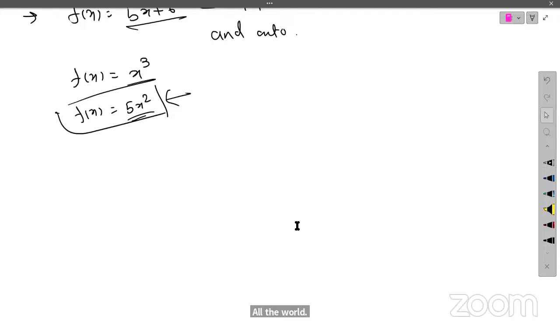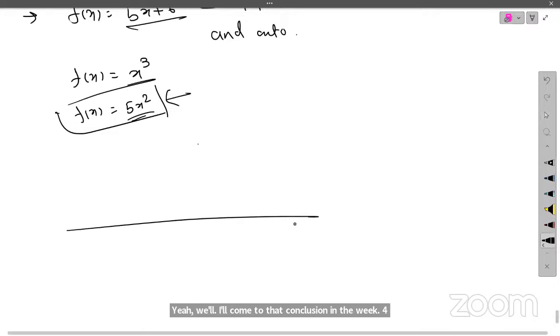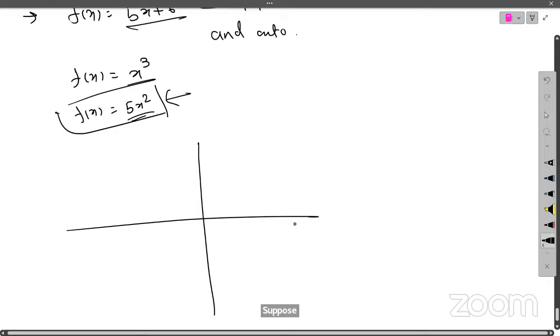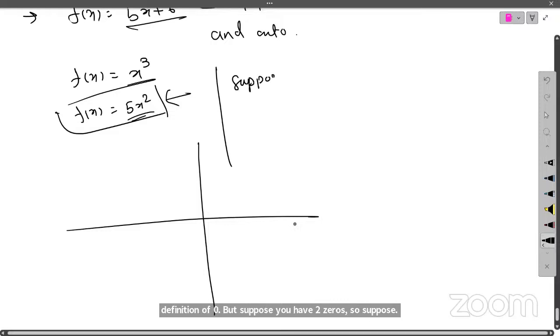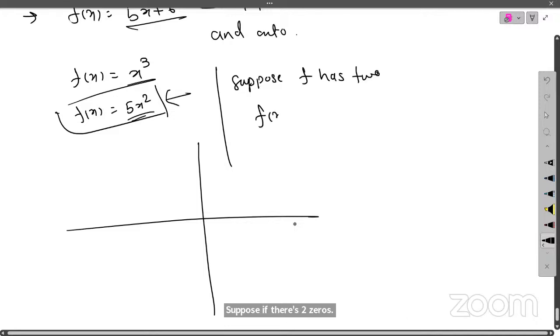One-to-one function has only one zero. I'll come to that conclusion in week 4, because there we discuss polynomials and the concept of zero. Although it's quite obvious. Since you don't know the precise definition of zero, suppose f has two zeros. Then f of x1 is equal to f of x2 is equal to 0. That means for two different inputs you are getting the same output. So obviously it's not one-to-one.